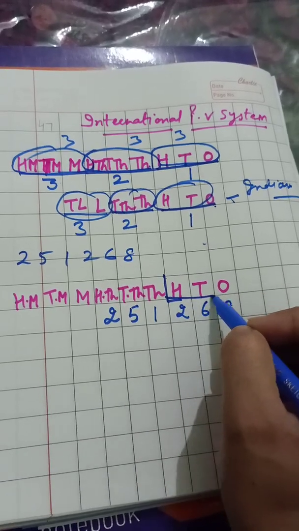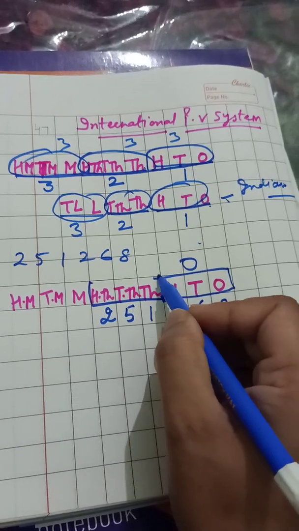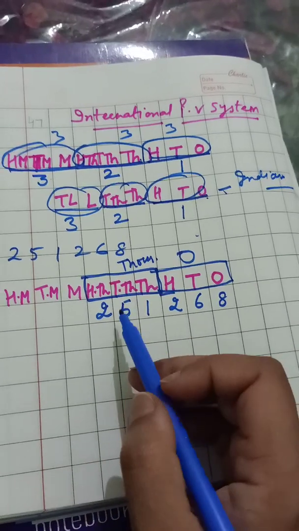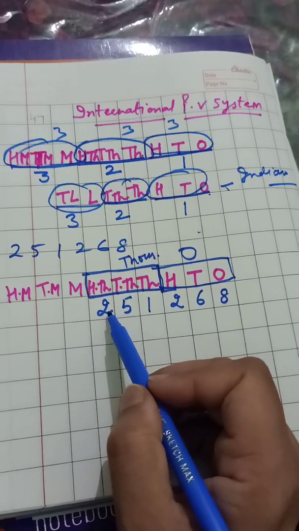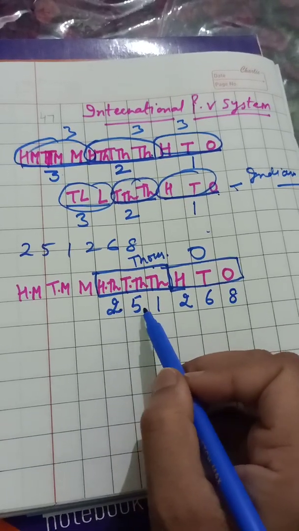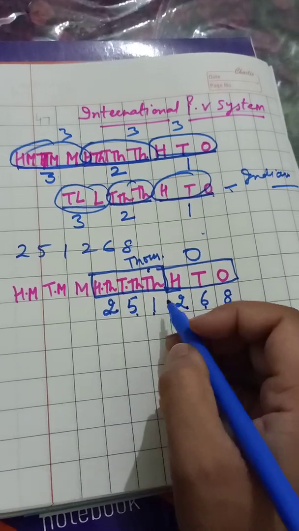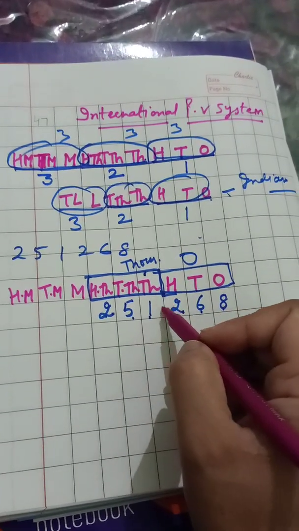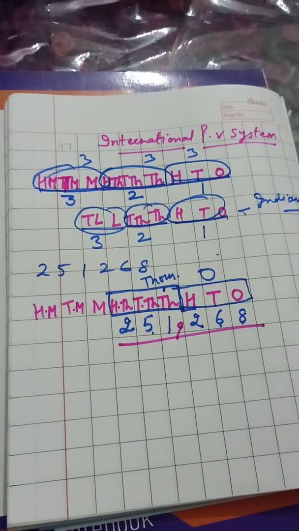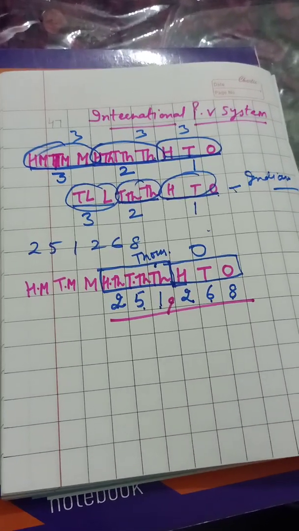Now see, this first group forms ones, this second group forms thousands. Now how to read it? You have to read it as 251,268. We put a comma here after the first group. In this way you can differentiate the Indian place value system from the international place value system.